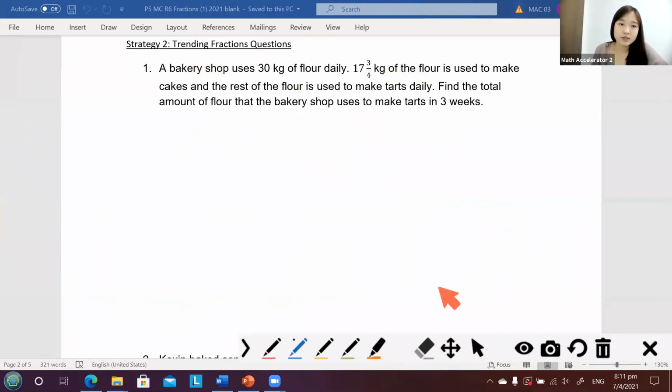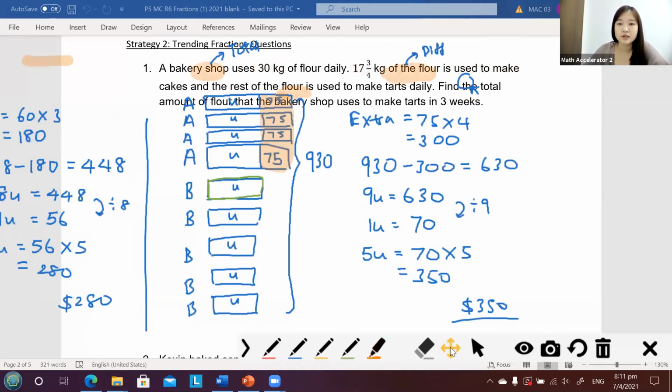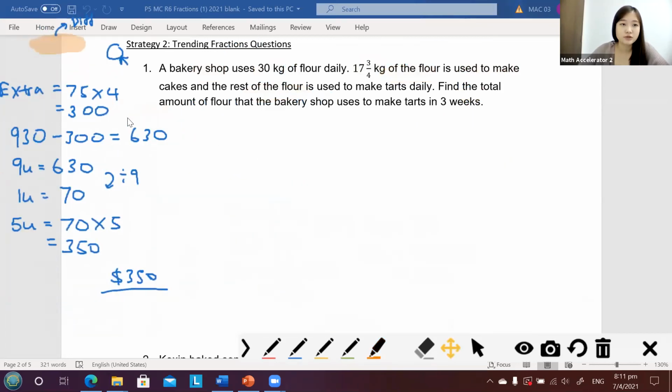Alright, so let's read the question first. A bakery shop uses 30 kg of flour daily. 17 3/4 kg of flour is used to make cakes. Not done. I'll leave this here at the side. We're still copying.